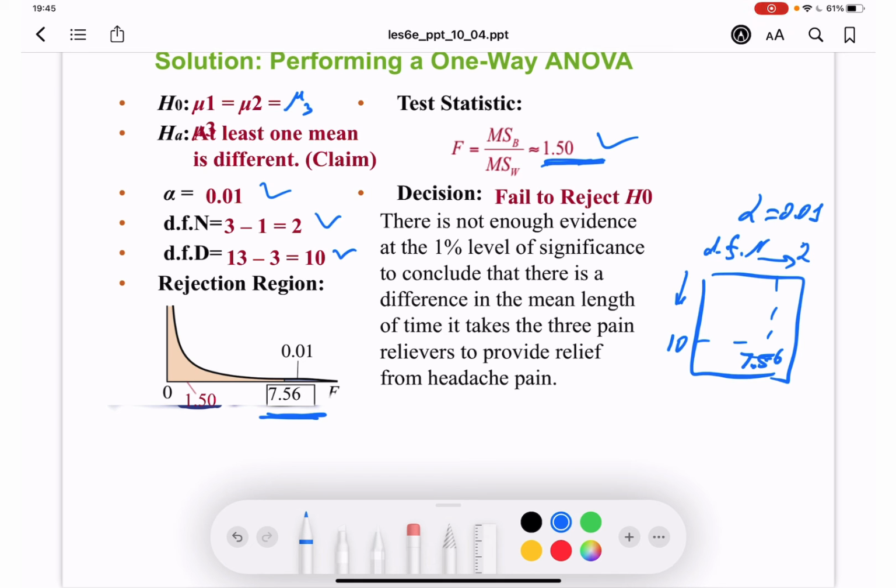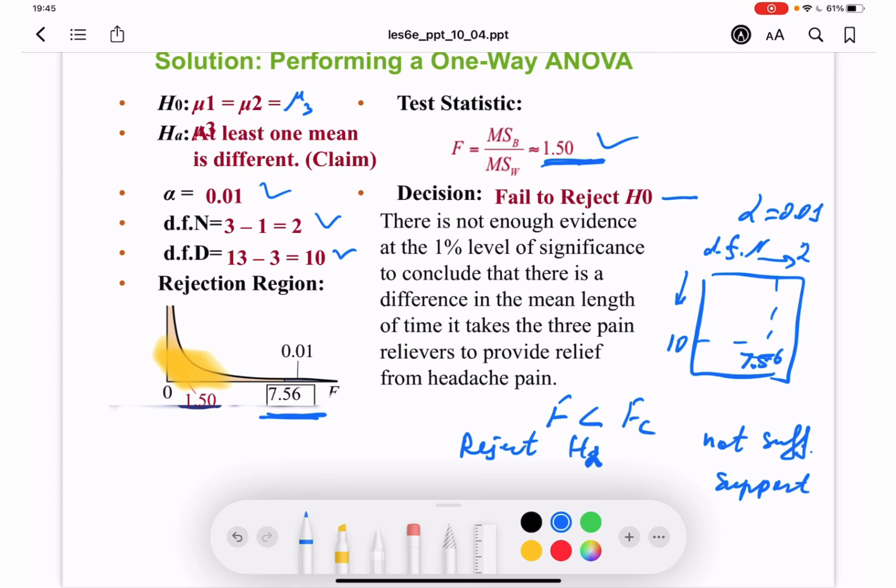And then we compare the F statistic to the F critical, and we are getting less than, because 1.5 is falling in the healthy area, right here. Therefore, we draw the conclusion that we fail to reject the null hypothesis, which means for our claim it's going to be reject the alternative hypothesis. If we reject the alternative hypothesis, we are using the verbiage not sufficient, not support. So we can say at the 1% significance level, there is not sufficient evidence to conclude that there is a difference in the mean length of time that it takes the three pain relievers to provide relief from headache pain. Okay, moving to the next question.